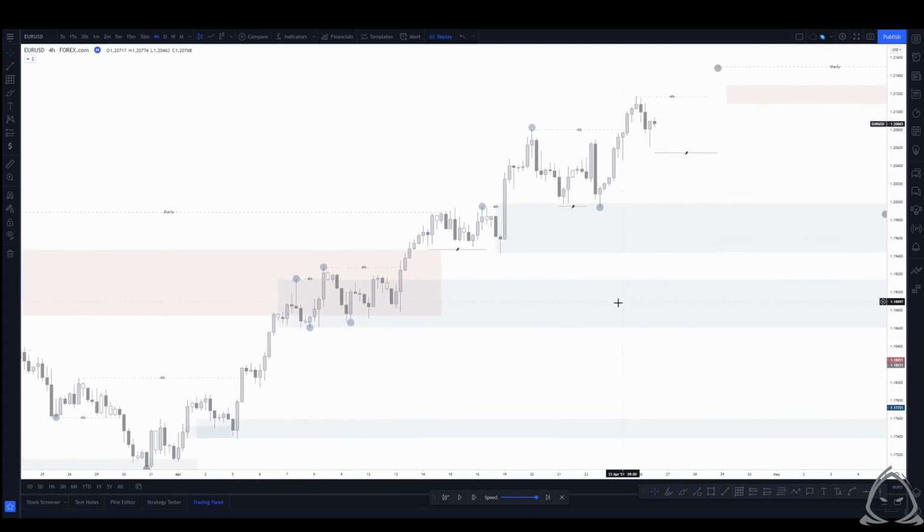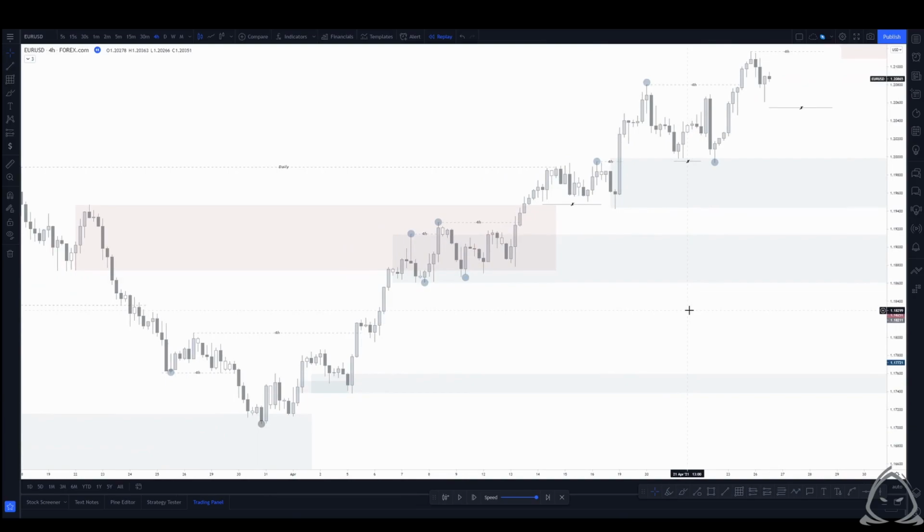So I hope this example showcases the importance of understanding the 3 different types of structure, how we can use them from a multi-time frame perspective, how we incorporate supply and demand, because it's so important to understand when we're creating swing structure where we'd be looking for potential pullbacks to complete.